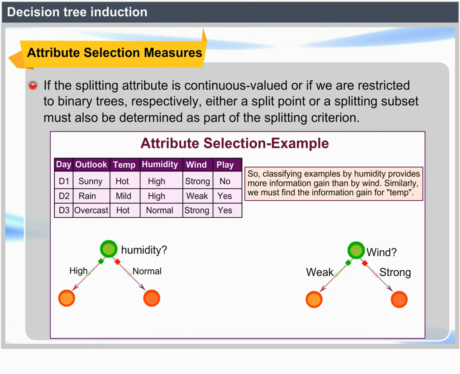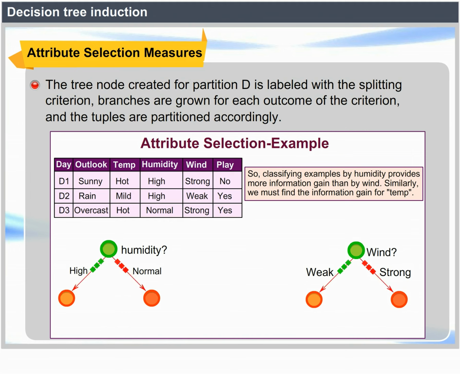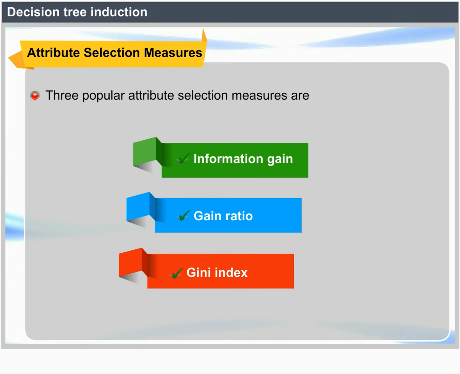If the splitting attribute is continuous valued, or if we are restricted to binary trees, then, respectively, either a split point or a splitting subset must also be determined as part of the splitting criterion. The tree node created for partition D is labeled with the splitting criterion. Branches are grown for each outcome of the criterion, and the tuples are partitioned accordingly. Three popular attribute selection measures: information gain, gain ratio, and Gini index.